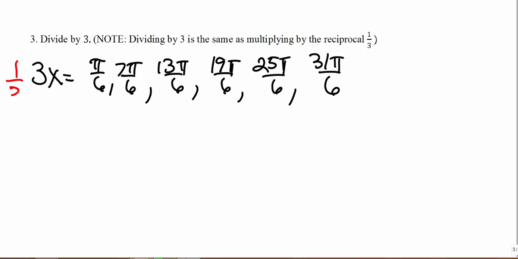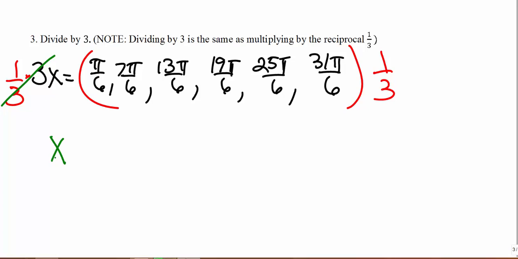And to solve for x, we're going to multiply by 1/3. We're going to do the same thing to both sides of this equation. We're going to multiply both sides by 1/3. The reason we're going to do that is multiplying by 1/3 is the same as dividing by 3, and we want that 3 to go away in front of the x.